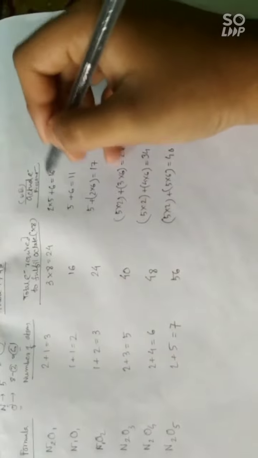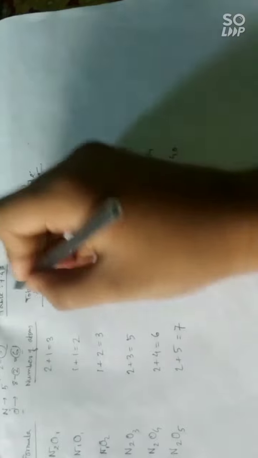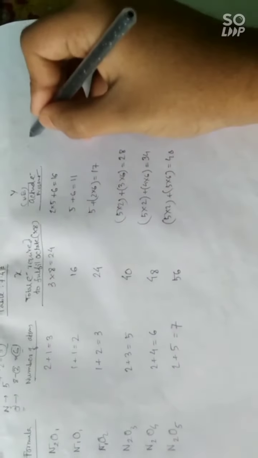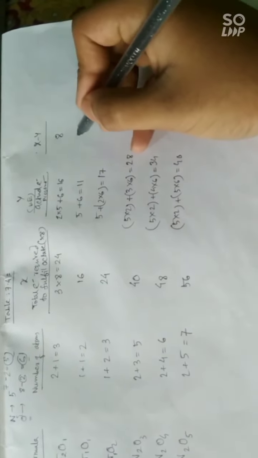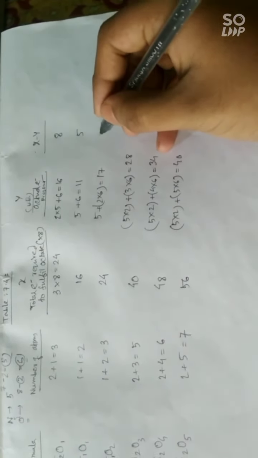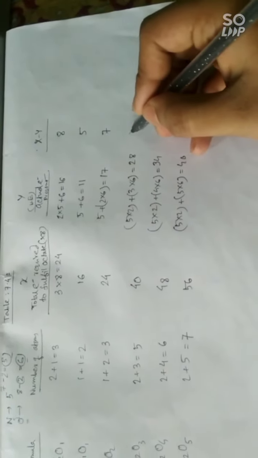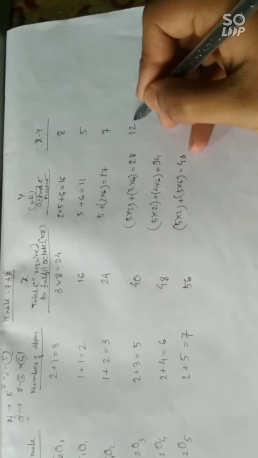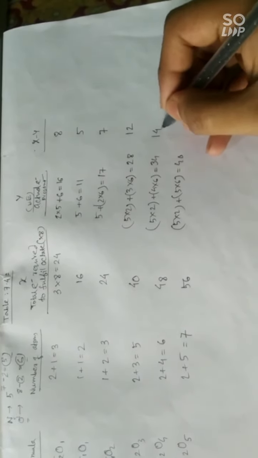Now what do we do? We would subtract these two. If I call the required electrons x and the available electrons y, we now do x minus y. 24 minus 16 is 8. 16 minus 11, 5. 24 minus 17, 7. 40 minus 28 is 12. 48 minus 34 is 14. 56 minus 40 is 16.